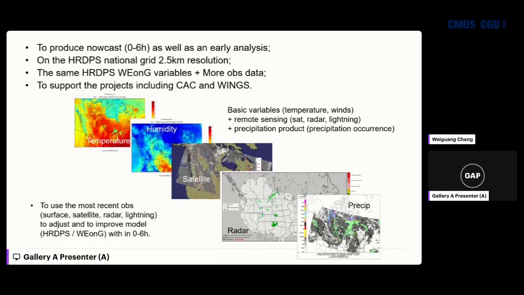Here are some images about the basic variables such as temperature, wind, humidity, and you can also see some images about satellite, radar, and we produce some precipitation according to those variables. Next slide.